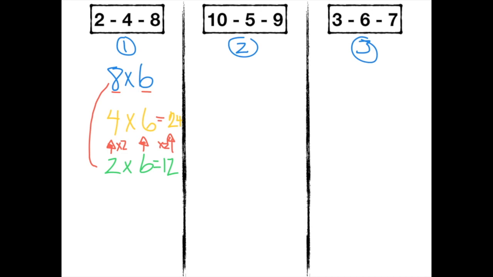So because 4 times 6 is 24, and 8 is the double of 4, and 6 stays the same, the product of 8 and 6 has to be the double of 24, which is 48. And that's it for our 2, 4, 8 facts.